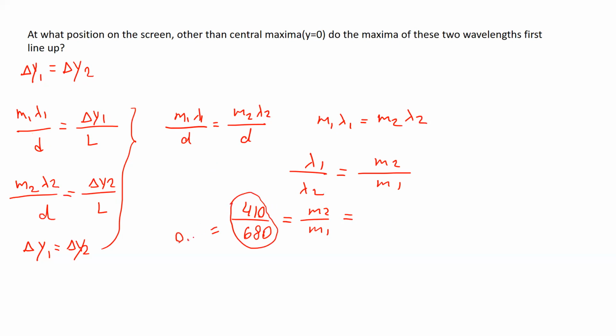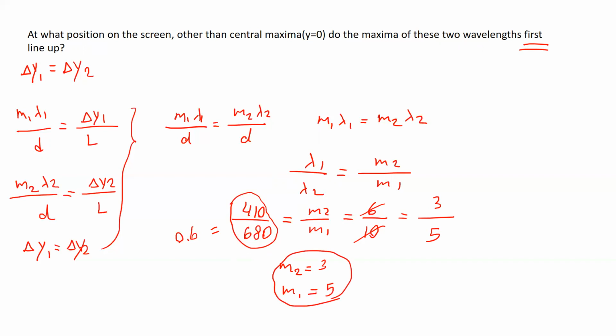It becomes 0.6, that I can write as 6 over 10. But because they ask when the two wavelengths first line up, I simplify this by 2, and it becomes 3 over 5. So it means when m2 equals 3 and m1 equals 5, they overlap. What does it mean? It means the third order maxima of lambda 1 line up with the fifth order maxima of lambda 2. Let's go through the next question now.